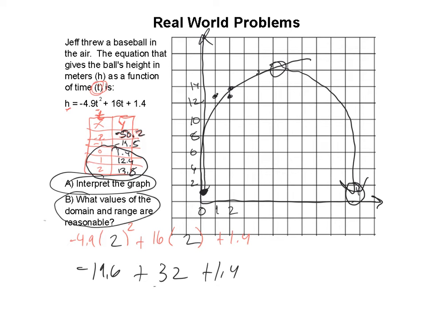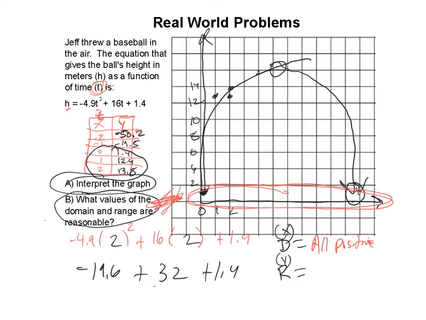And notice letter B. What values of the domain and range are reasonable? Domain are your X values. Range are your Y values, okay? So let's answer the first question first. What values are reasonable for our X values? Remember, our X values were time. Would we consider negative seconds? So you'd say all the positive numbers, right? We wouldn't consider the negative numbers. We can't have -1 seconds or -2 seconds, so we wouldn't consider any of the negatives over here on the x value. How about the y-axis?